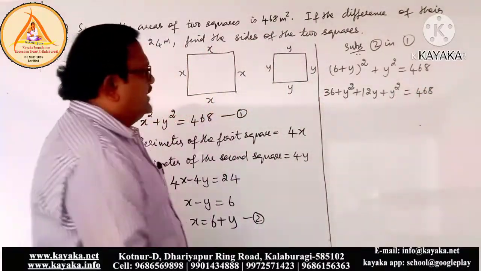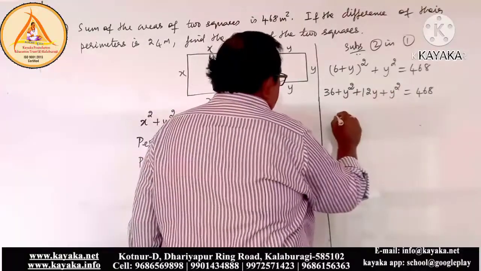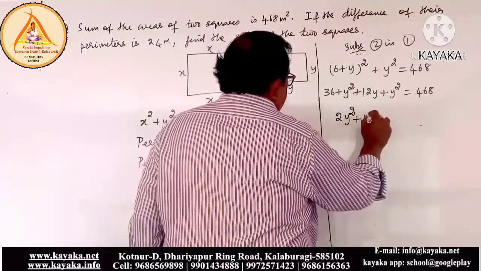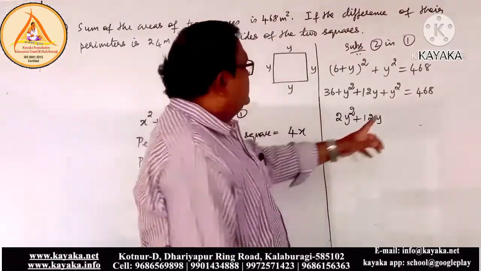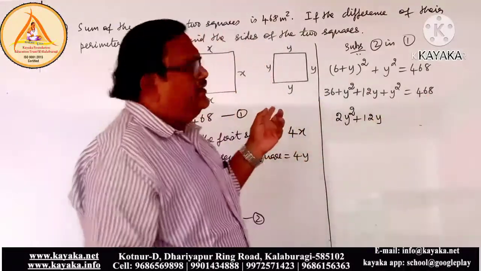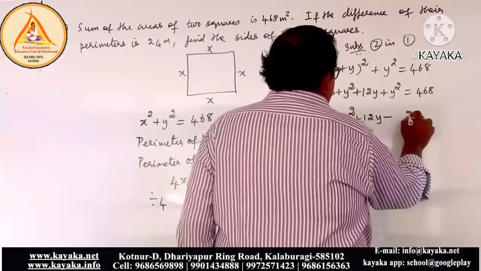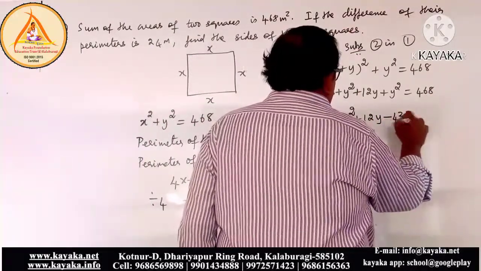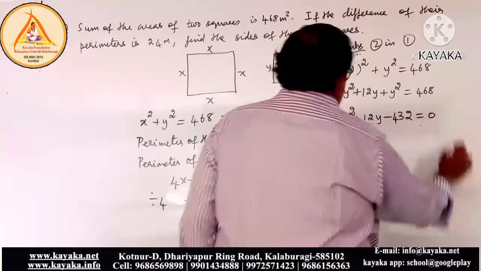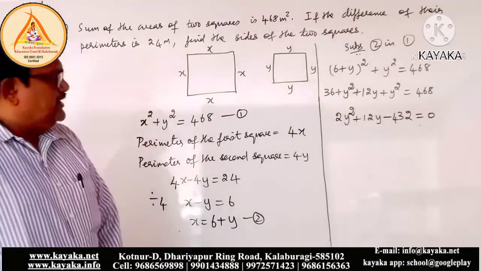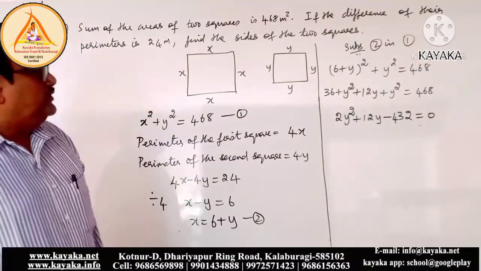Okay, dear children, now we can see y square plus y square, you will get 2y square plus 12y, and if you bring this 468 to this side, you will get minus 8 minus 6, you will get 2, 3, 432 will be equal to 0. You will get 2y square plus 12y minus 432 equal to 0.